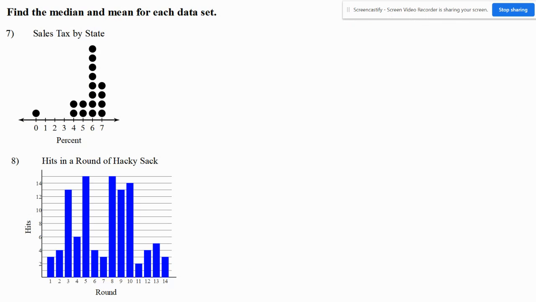Let's take a look at 2 more examples. Let's work on the median first. I'm going to put all my numbers in order from small to large. Let me count how many numbers I have. It's easy to count the dots.